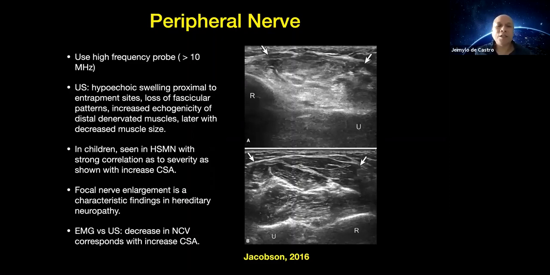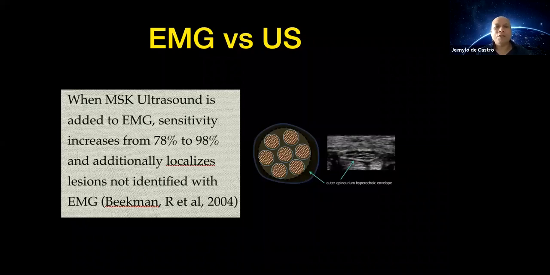Okay, in children, this is seen in hereditary sensory motor neuropathy, with strong correlation between the severity and increased CSA. There is also a focal nerve enlargement, which is a characteristic finding in hereditary neuropathy. In EMG, there is a decrease in nerve conduction velocity, which corresponds in ultrasound to an increased cross-sectional area. So very interesting. When MSK ultrasound is added to EMG, the sensitivity increases from 78% to 98%, and it additionally localizes lesions not identified with EMG.